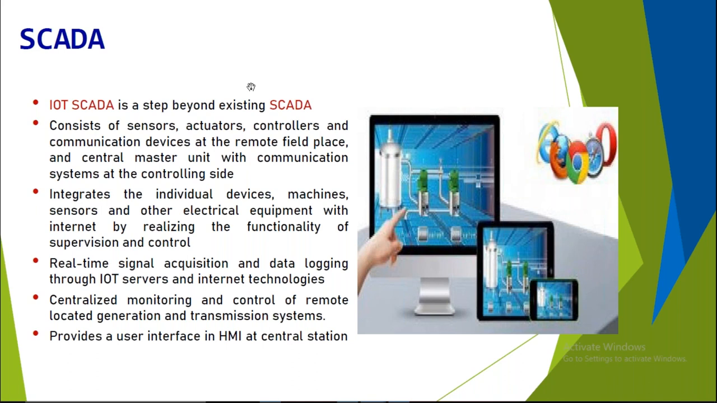What I understood is that the existing, previous SCADA is like an intranet, where devices are interconnected only within the location or premises, and not all the devices, only some portion of them. The entire range of devices is not interconnected in the existing SCADA. Now in IoT SCADA, almost the entire infrastructure, every step and every stage, is interconnected. It integrates devices, machines, sensors and other electrical equipment, a wide range of equipment.